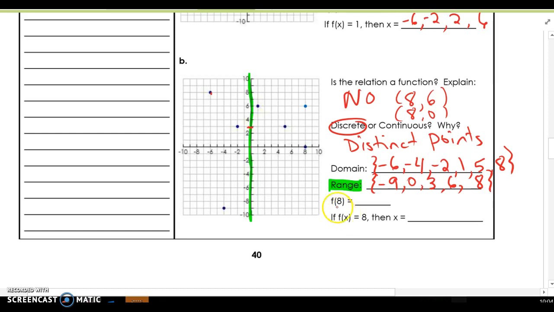f of 8, so f of x when x is 8. When x is 8, we have 2 y values. 0 and 6 are our 2 y values when x is 8. When y is 8, so again f of x is like saying y, go to 8 on the y-axis, what is the associated x value? -6.